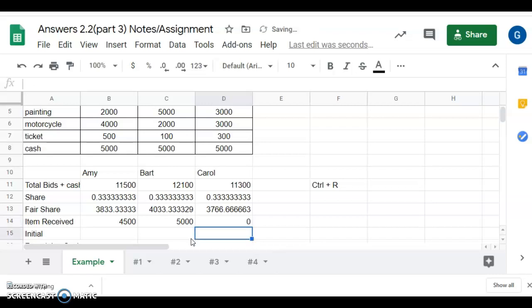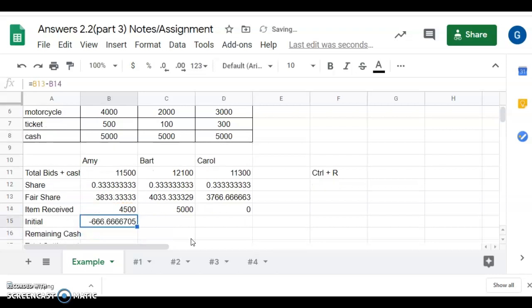So that means Carol didn't get any items. Her bids were all low. So their initial cash, what did they have left over after their fair share and that item that they received? So here again, we want to do a formula. We want to take that fair share row minus the item that they bought. So for Amy's column, it's going to go B13 minus B14. Okay, so I'm going to go equals B13 minus B14. And then again, you can go Control R to get everybody else's.